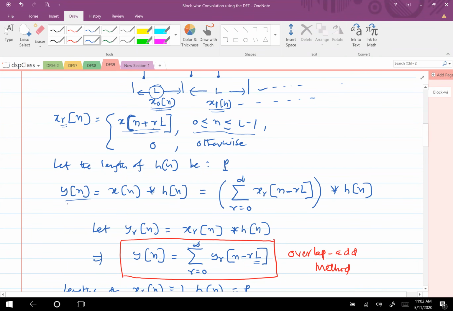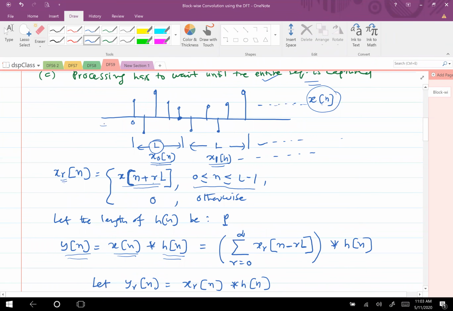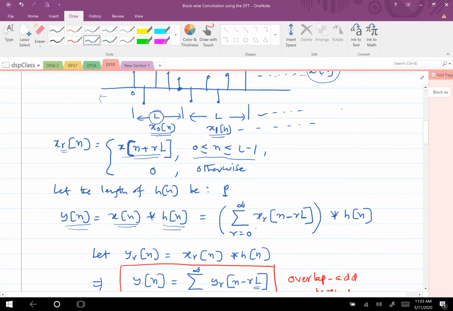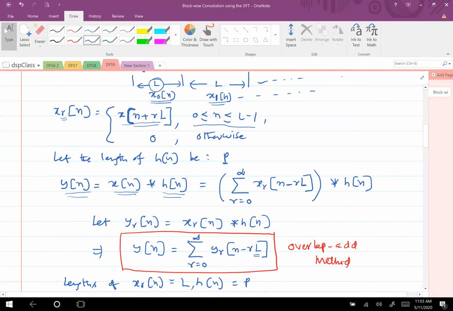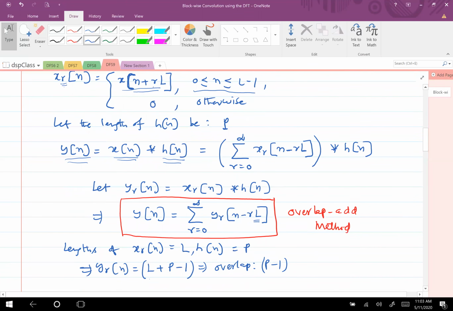Now suppose y of n is what you wanted to compute by convolving x of n with h of n, the impulse response of that system. Now you substitute in place of x of n this sum, with r varying from 0 to infinity. It doesn't really matter even if you have a signal on the negative side; this r equals 0 would simply change to minus infinity. So it is x subscript r of n minus rL convolved with h of n. Now suppose whatever you get by convolving x subscript r of n with h of n, you call it y subscript r of n.